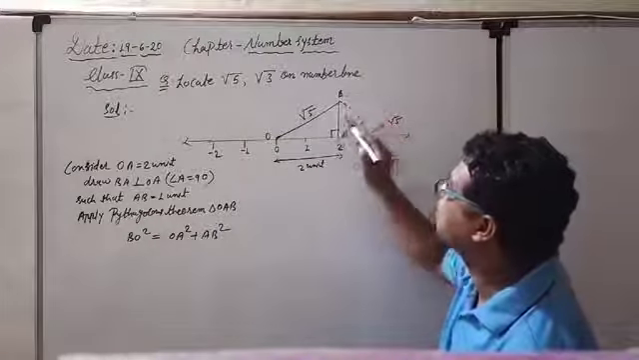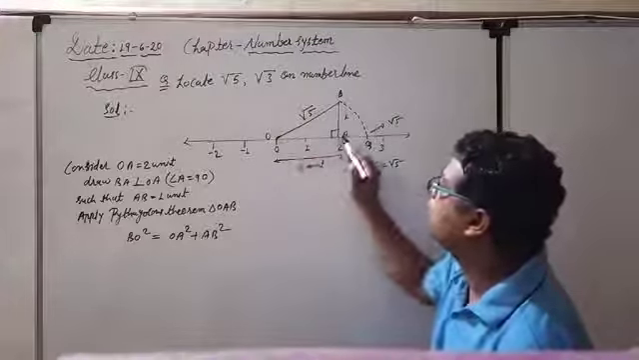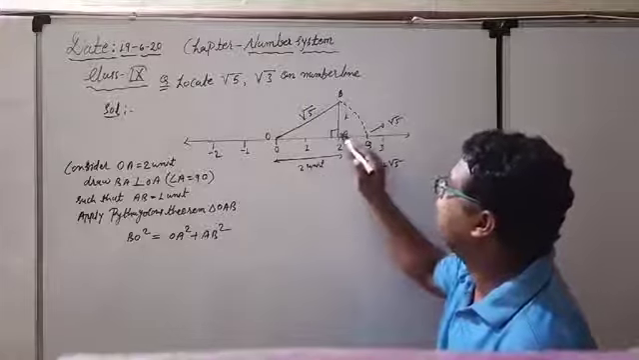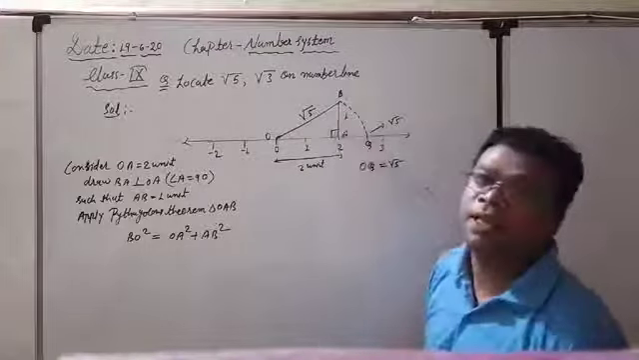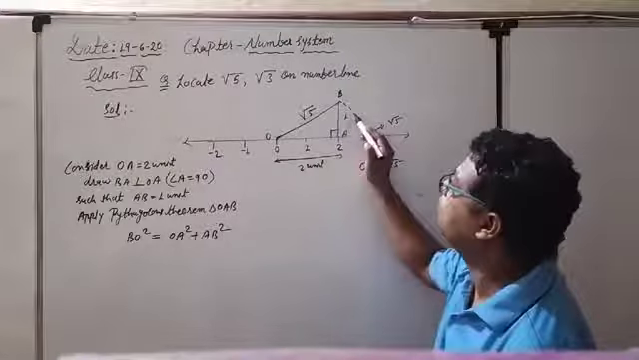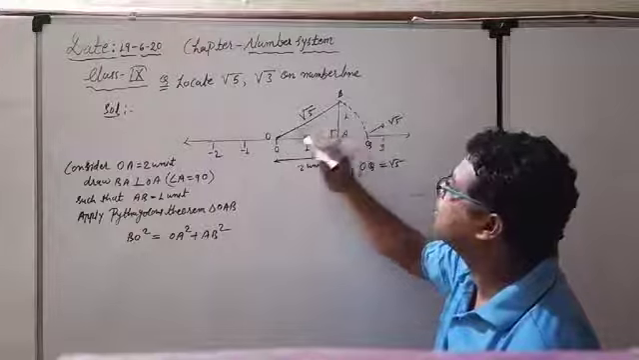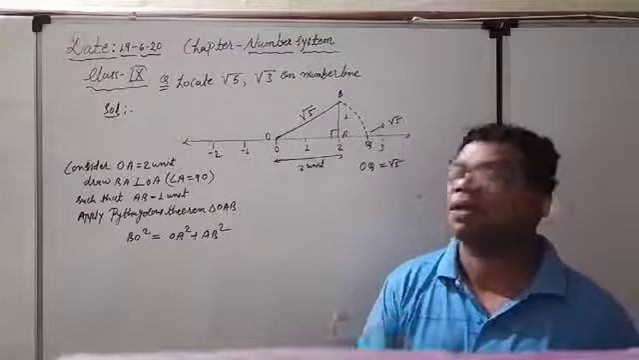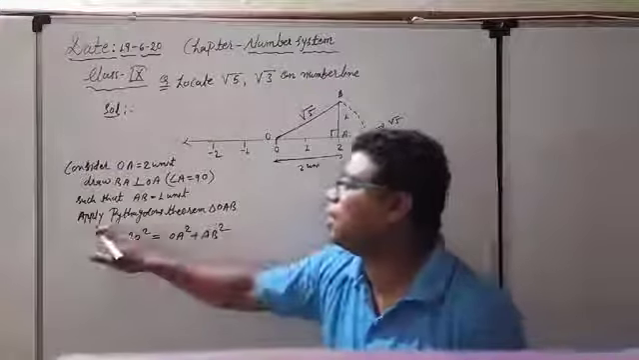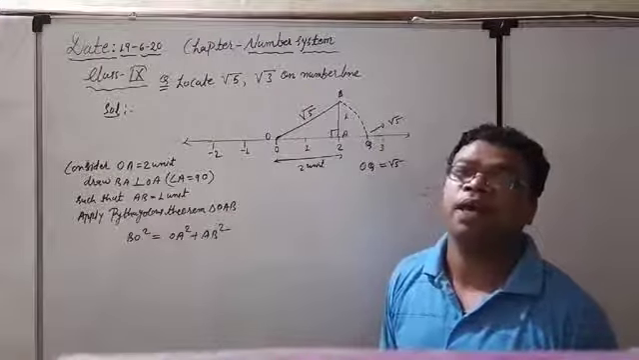This AB is considered 1. So this OA is equal to 2 units, and AB is equal to 1 unit, and this is a 90 degree. Right now you can see this OAB is considered a right angle triangle, where we can apply the Pythagoras theorem. Same thing I have written here: apply Pythagoras theorem on the right angle triangle OAB.